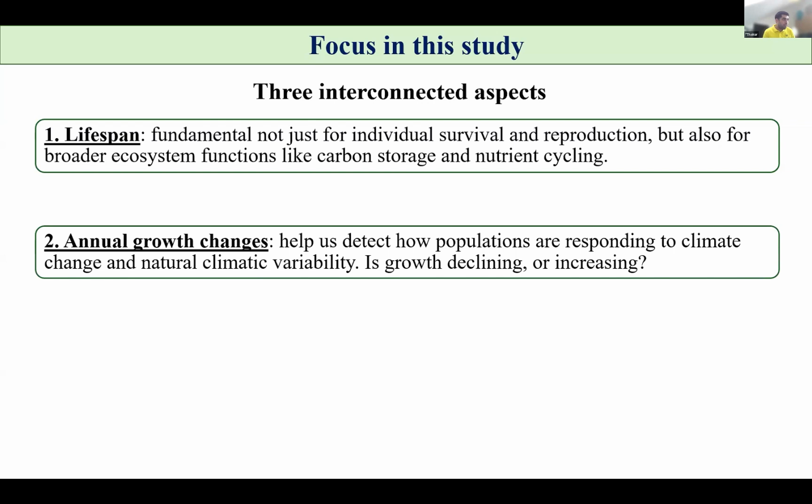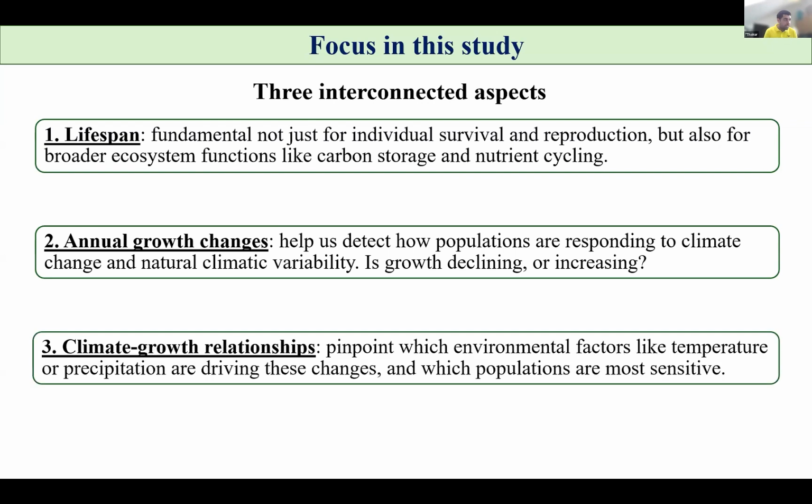The second aspect is annual growth changes, which help us detect how populations are responding to climate change and natural climatic variability. We can also tell if growth is declining or increasing in the recent past where we are seeing this climate change. The third aspect is climate-growth relationships, which are important to pinpoint which environmental factor, like temperature, precipitation or any other factor, is driving these growth changes, and which populations are more sensitive or showing a decline or increase in growth.